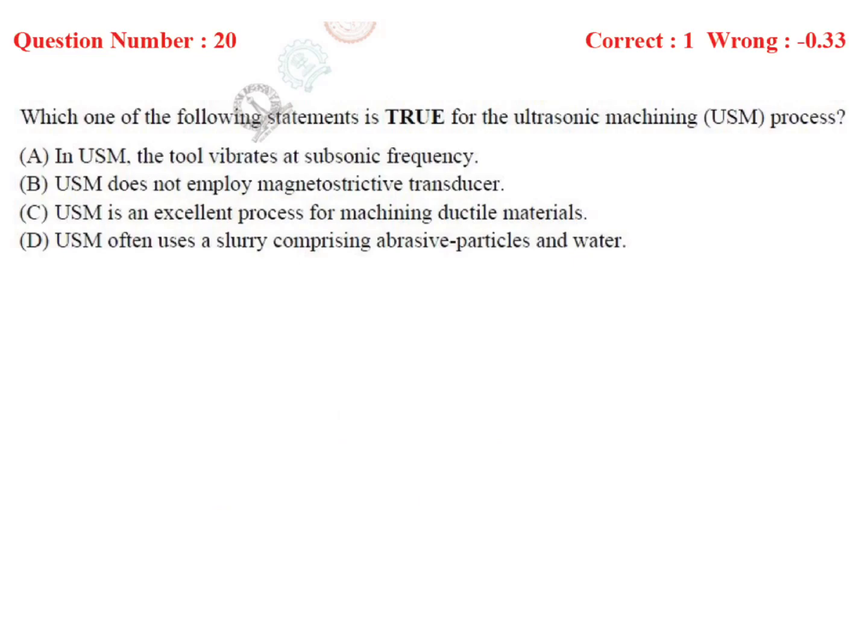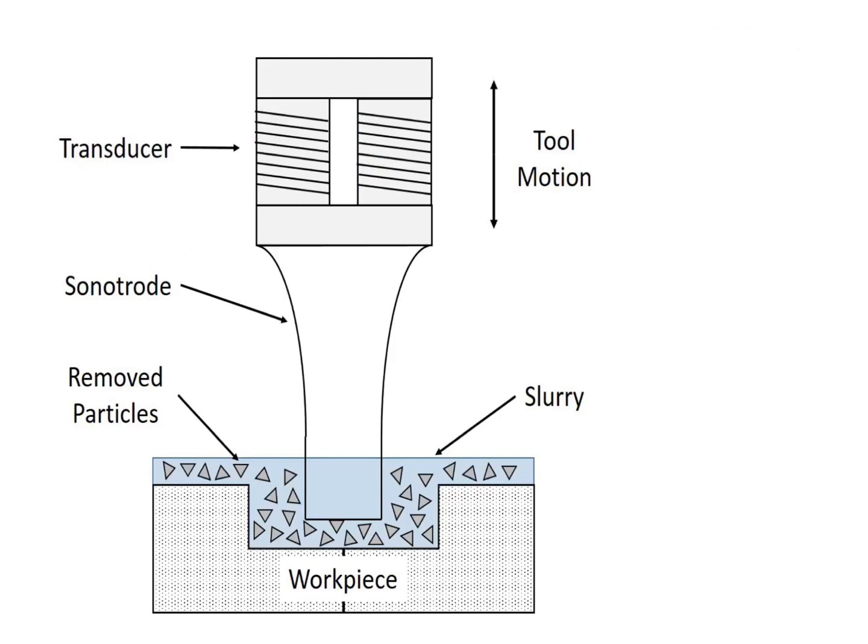Which one of the following statements is true for the ultrasonic machining or USM process? For USM, this is the schematic diagram. Tool is vibrating and slurry, it consists of abrasives plus liquid. Liquid may be water or other liquid. Then workpiece. This is brittle material.